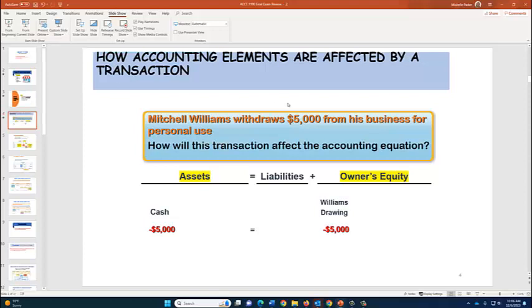So if he withdraws $5,000 cash, cash is an asset, so cash is decreased. The other side of that entry is the drawing account, which is a part of the owner's equity accounting element. And drawing decreases owner's equity. So we'll have a decrease in assets and a decrease in owner's equity.